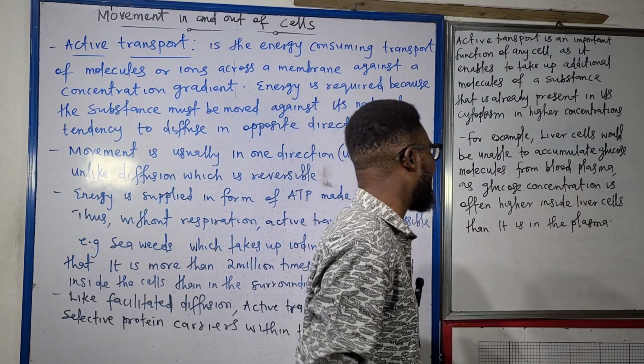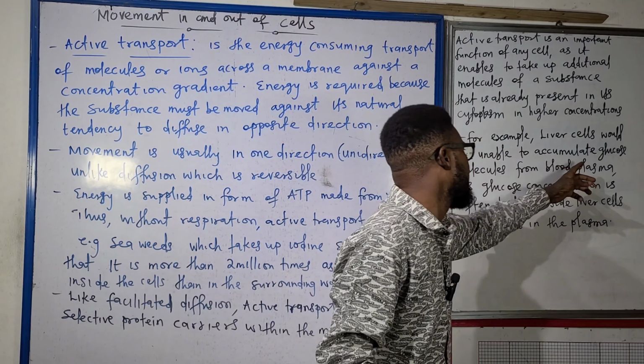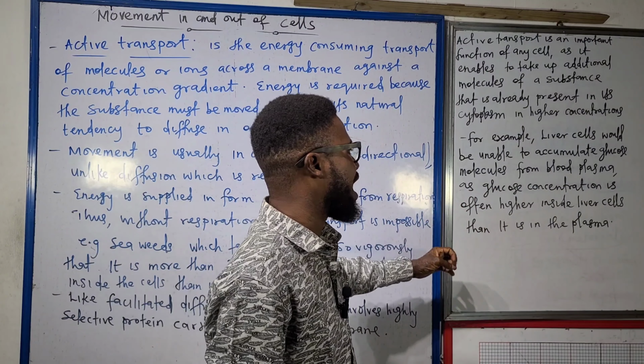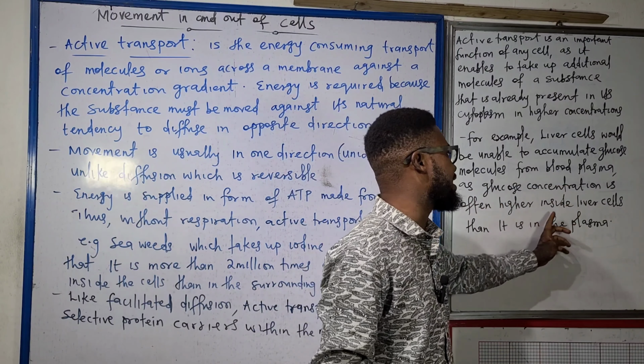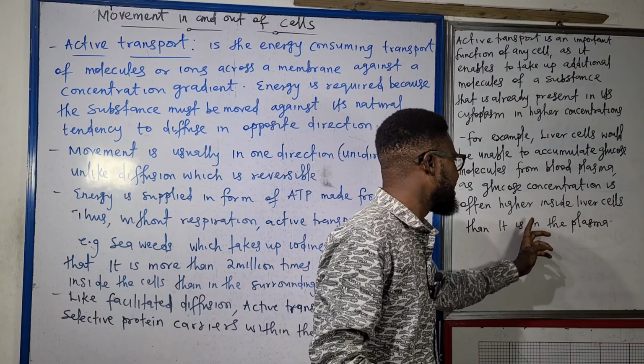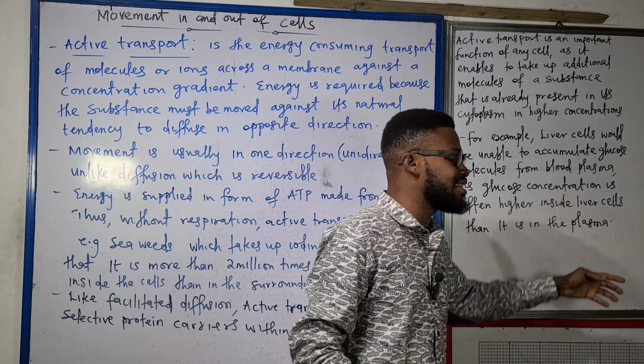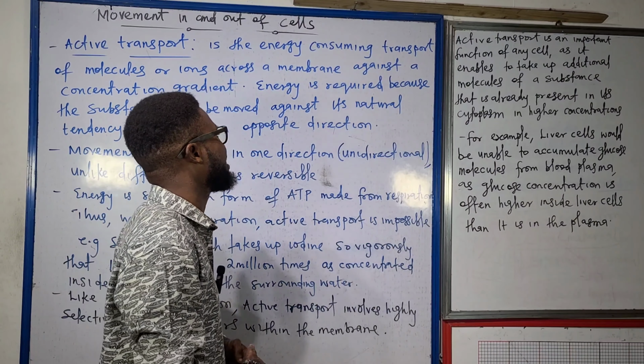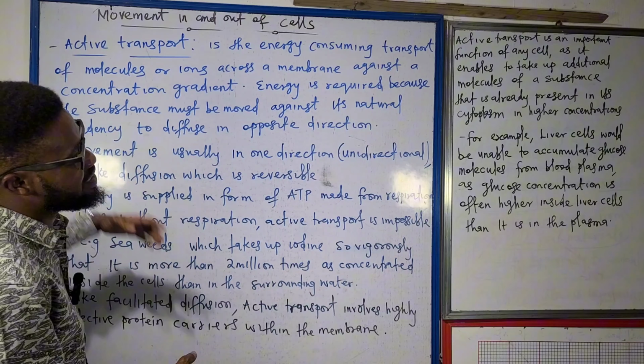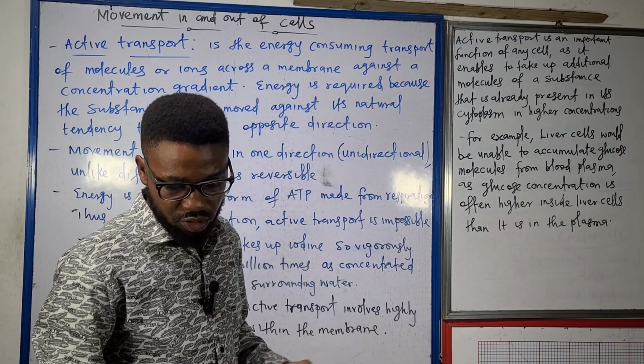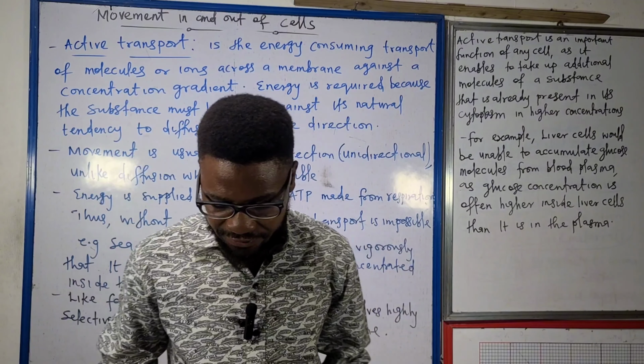For example, liver cells would be unable to accumulate glucose molecules from blood plasma by diffusion, as glucose concentration is often higher inside the liver cells than it is in the plasma. So these are clear examples that active transport is a very important process that occurs in living things.